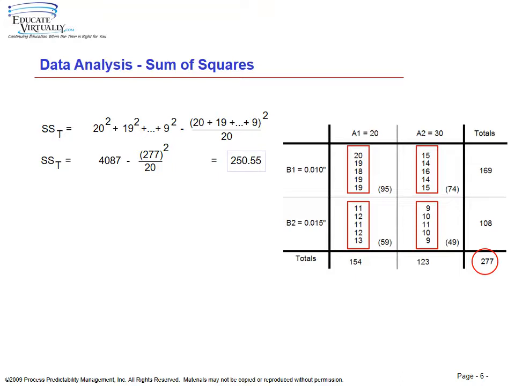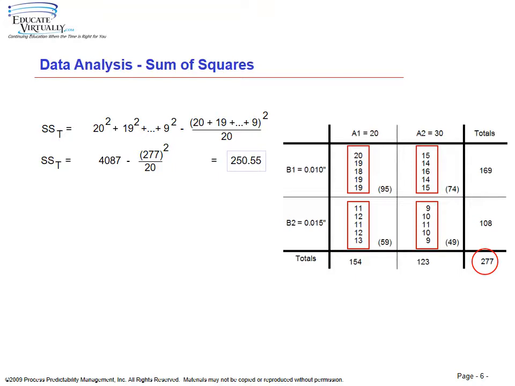We then subtract away what we call the correction factor for the mean, which is the total of all the data points, a value of 277 that we can get from our table. We square that value and divide by the total number of data points. In this case, we had 5 transformers built per combination, and there were 4 possible combinations. So we had a total number of data points of 20, or 20 transformers were built that we evaluated. When we finish this calculation, we see that the total sum of squares, which represents all of the variation that we had in our experiment, was equal to 250.55.